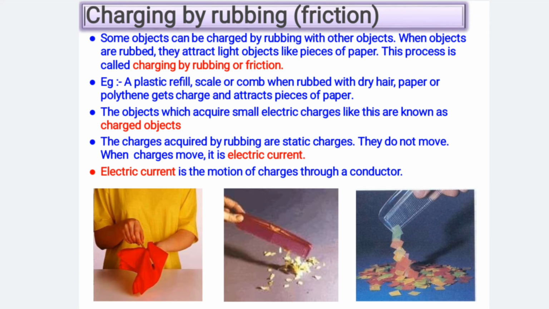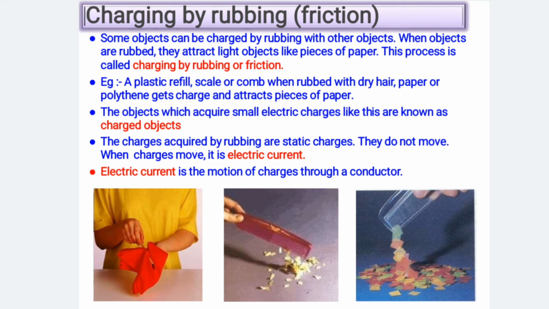So when we rub any object with another substance or object, both the first one as well as the second one get charged. Their charges become active and they get charged with opposite charges. So this process is known as charging by rubbing or friction. Generally all objects have charges which are in static form, that is at rest. And when these objects are rubbed, they get charged or their charges become active.